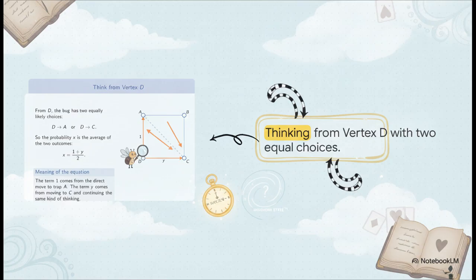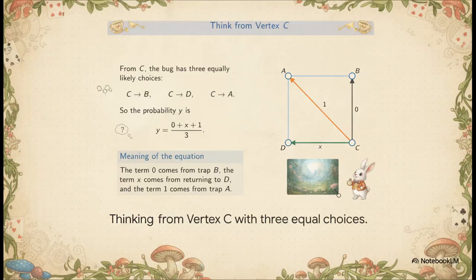Therefore, X equals (1 plus Y) all divided by 2. Now, let's teleport our bug over to vertex C. Viewing the board from this corner, the bug suddenly faces 3 choices, not 2. It can move up to B, left back to D, or take that diagonal straight to A. This is what builds our second equation.